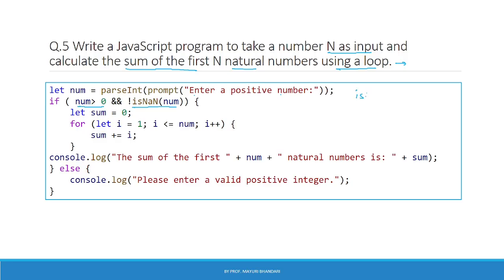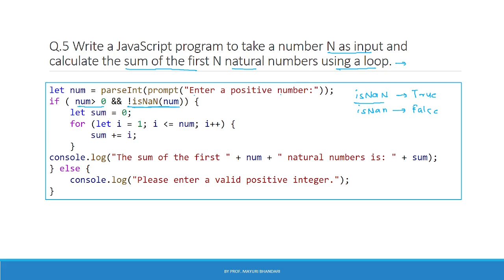This is isNaN function, which checks if user has entered number or a character. If user enters some character, isNaN will give you true, that is not a number, and if user enters number, isNaN will give you false. So here we want number, that is why we have checked condition not isNaN num.